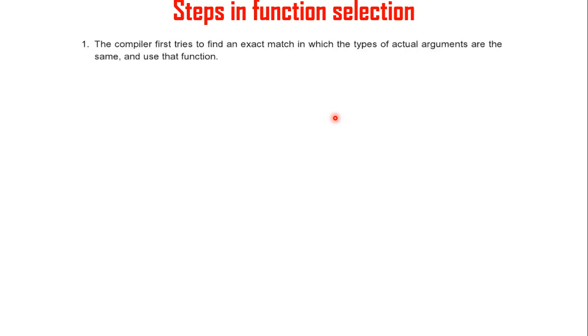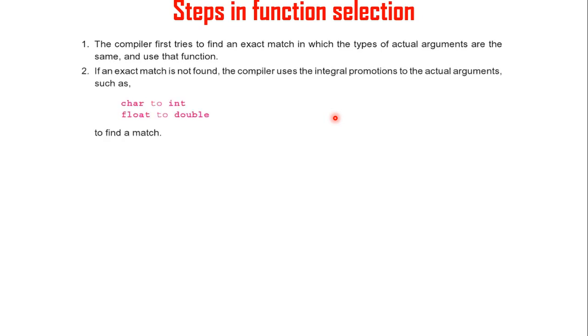First, the compiler tries to identify an exact match in which the types of the actual arguments are the same, and uses that function. So when the arguments are equal in the call statement, that particular function will be selected. That is the straightforward approach. Next, if an exact match is not found, then the compiler uses integral promotions on the actual arguments.